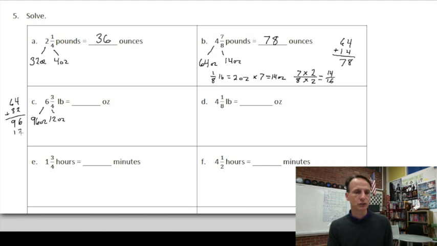Adding 96 and 12, hey, since we did this over here, we could just add that on. 6 and 2 make 8. 9 and 1 make 10. 108 ounces. Cool. Let's do this one.